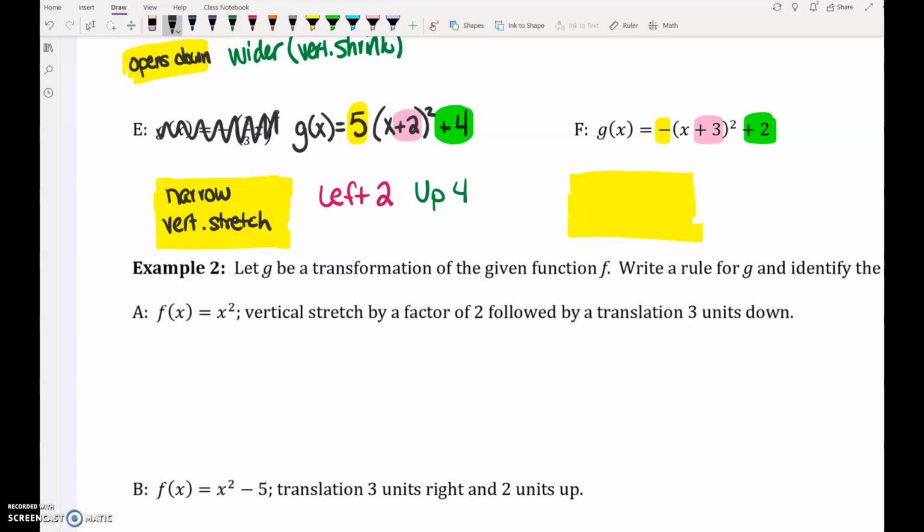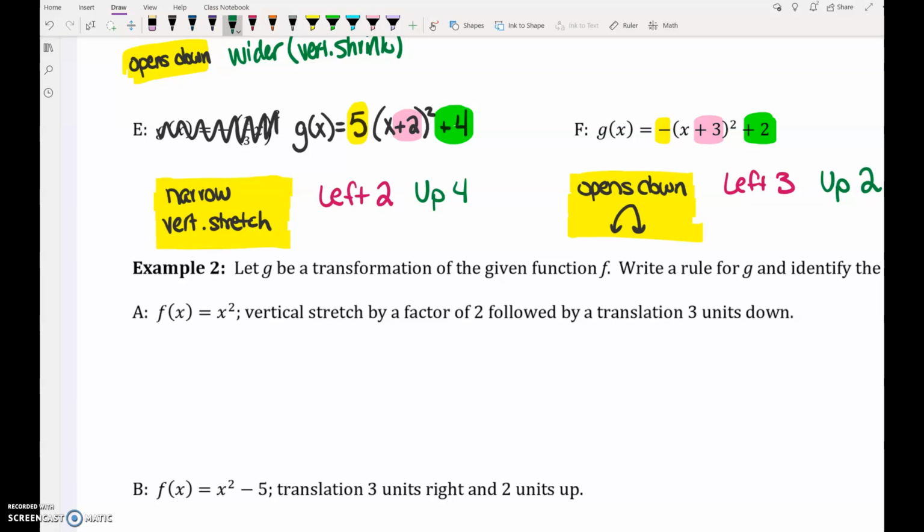In F, the negative is going to make the graph open down. Technically, that's called a reflection, but on the test or the quiz, I would say this graph opens and you'd have to select up or down. This means the graph's going to look something like that. The plus 3 moves the graph left 3, and the plus 2, wow, these two are almost identical, weren't they? Up 2. Okay, so now you're getting better at looking at the equation and describing how it looks.